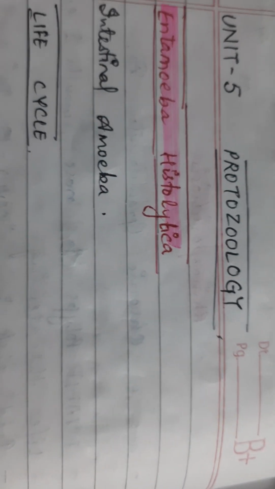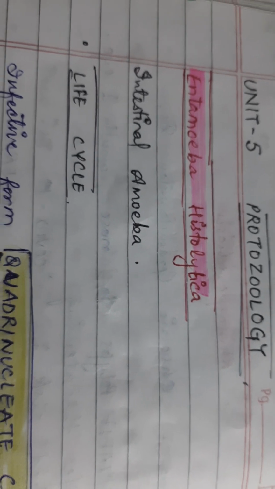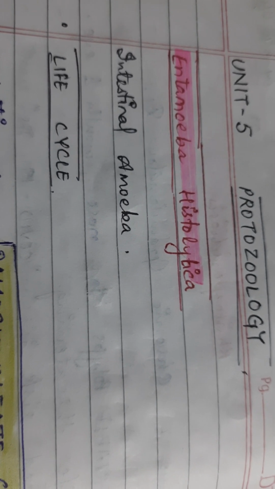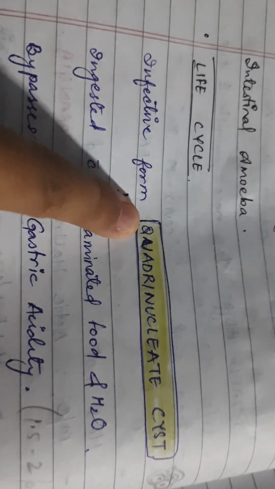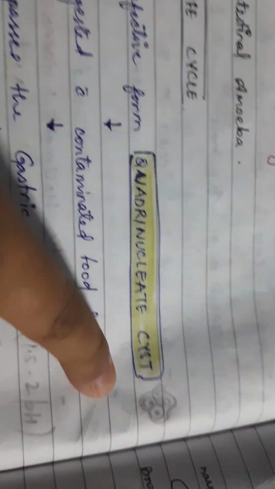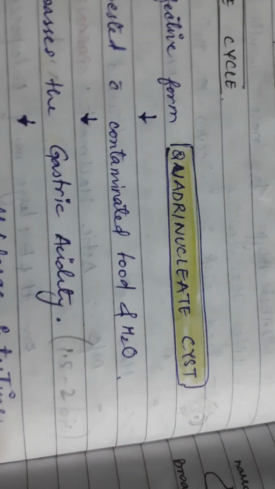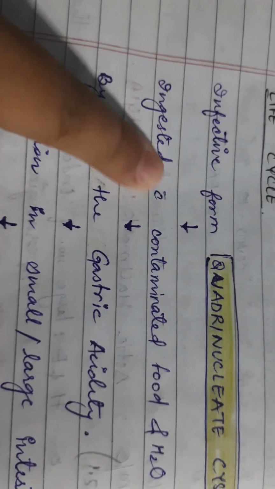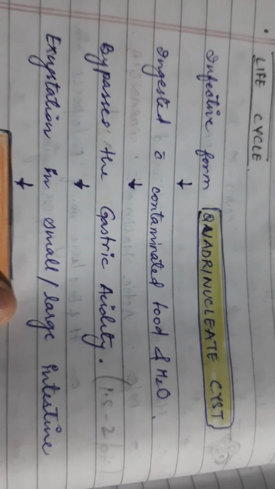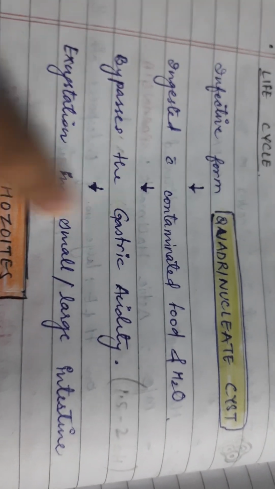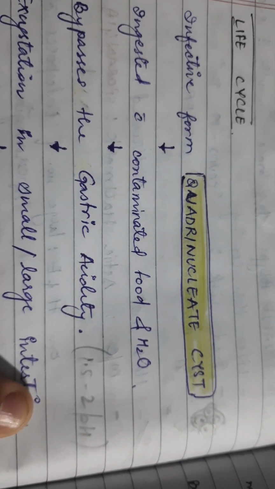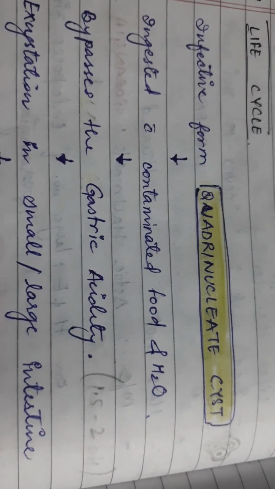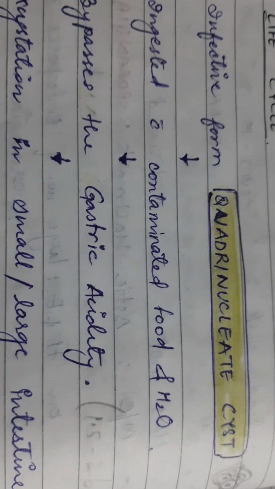Okay, so let's start with the parasitology and microbiology. First is Entamoeba histolytica, which is an intestinal amoeba. In the life cycle of Entamoeba, the infective form is the quadrinucleate cyst, which is like this. It is ingested with contaminated food or water and bypasses the gastric acidity, pH 1.5 to 2. It can go through that acidic environment.